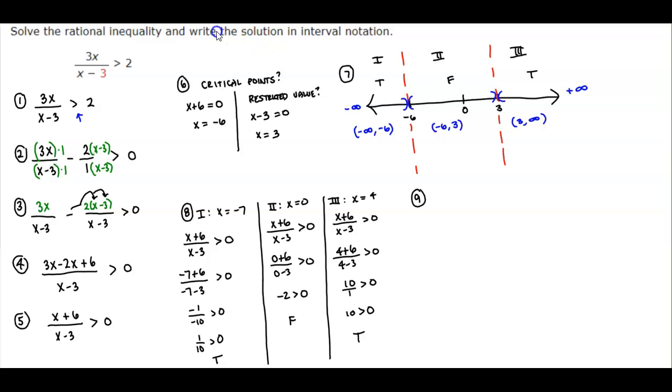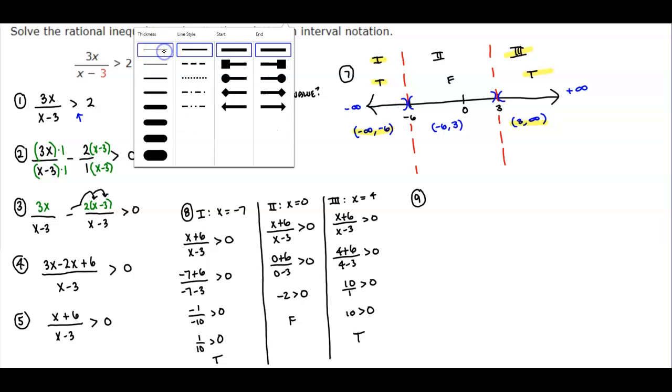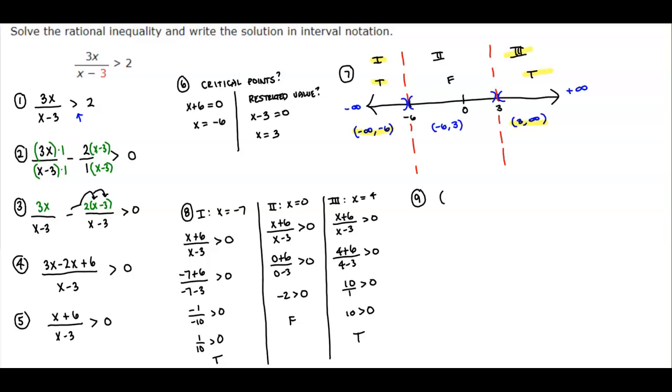So now let's find out where it is true. It is true in region 1, in the interval from negative infinity to negative 6, and it's also true in region 3, from 3 to infinity. So therefore our answer is negative infinity to negative 6 union 3 to infinity.